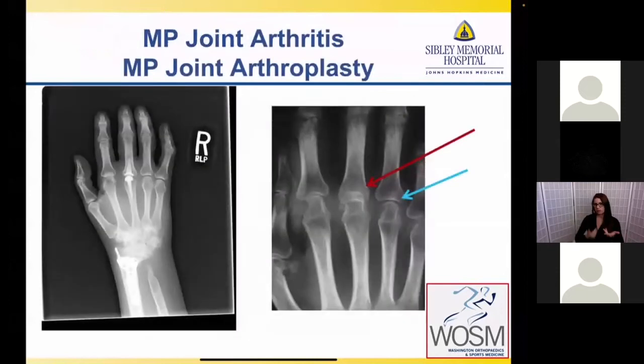I want to talk a little bit about arthritis of the MP joints. These are the joints where your fingers meet your hand. Here you can see the bone is rubbing against bone, and here you can see normal cartilage. The red arrow is bone against bone. The blue arrow is normal cartilage. And over here, you can see we've replaced the joint and we put in a prosthetic implant. This works pretty well. It doesn't last forever. It doesn't have the same kind of result, let's say, that a knee or hip replacement does, but it's a good option for the person who has very significant pain.